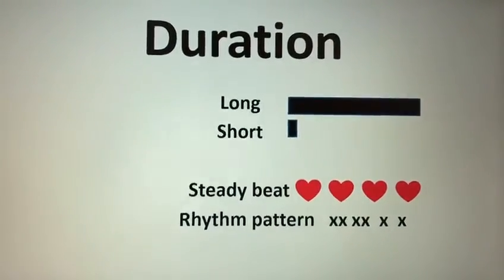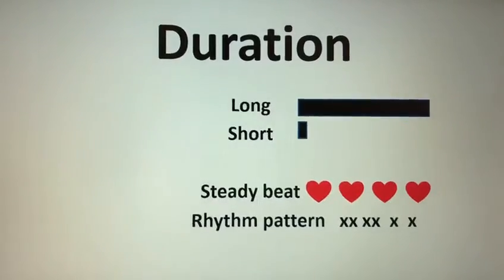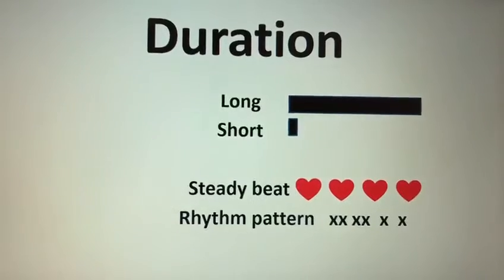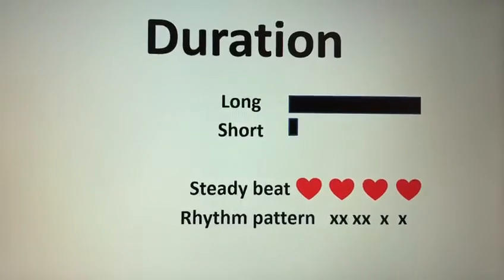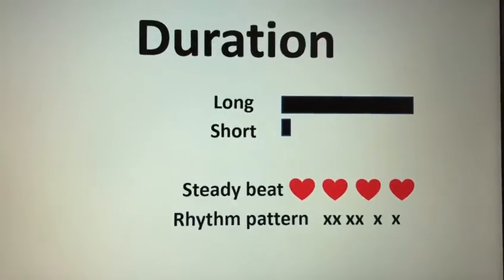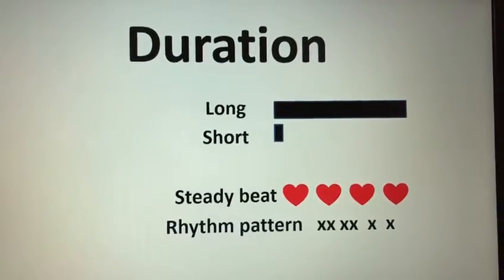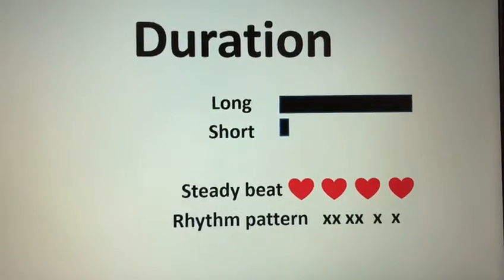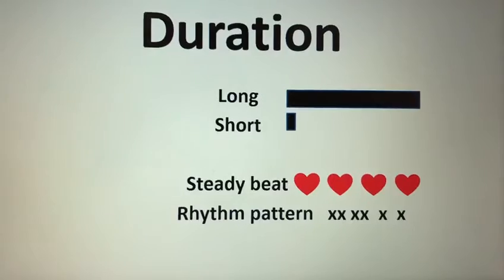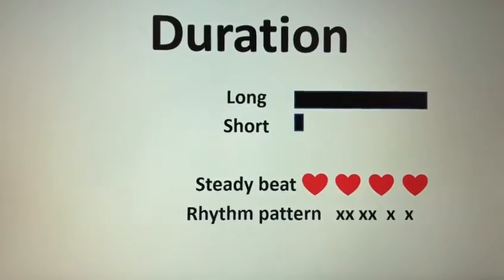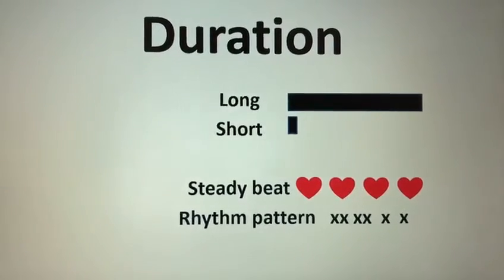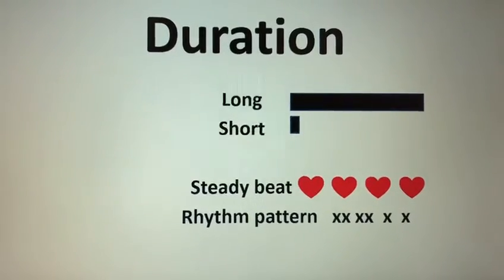Duration is all about how long or short the notes are in the music. If it was all the same all the time, then it would get quite boring. So to create the different rhythms, you have different short notes and long notes. So you've got short, snappy notes and long notes. And it all changes the effect that the piece of music has when you have the different types of notes. Duration also includes steady beat.